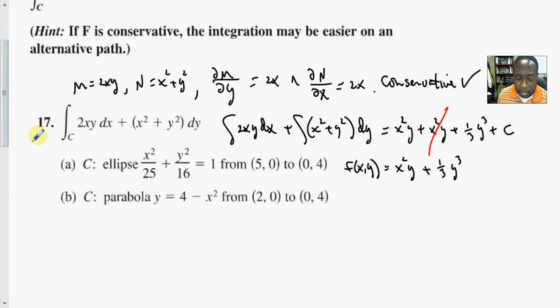It's conservative, so it's independent of the path. So it doesn't really matter about the path. All you need is the fixed points from where I'm coming from to where I'm going.